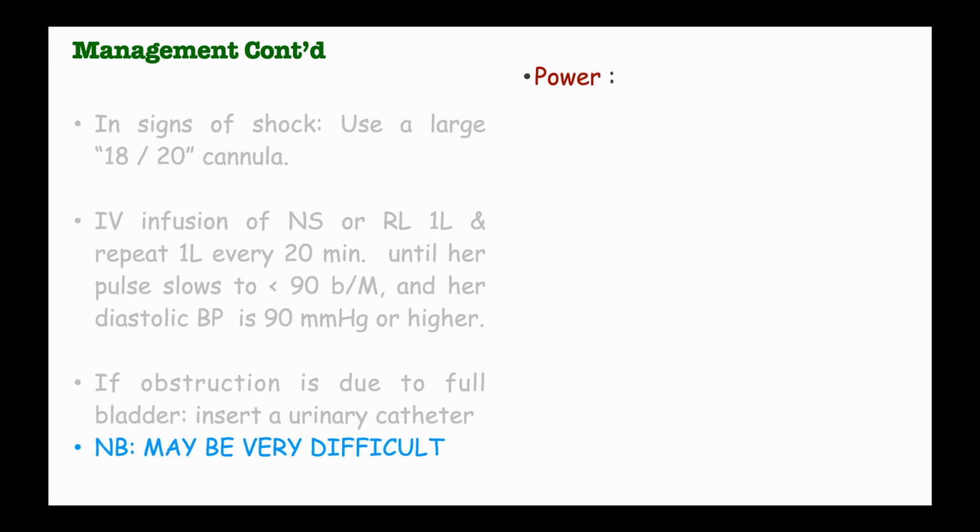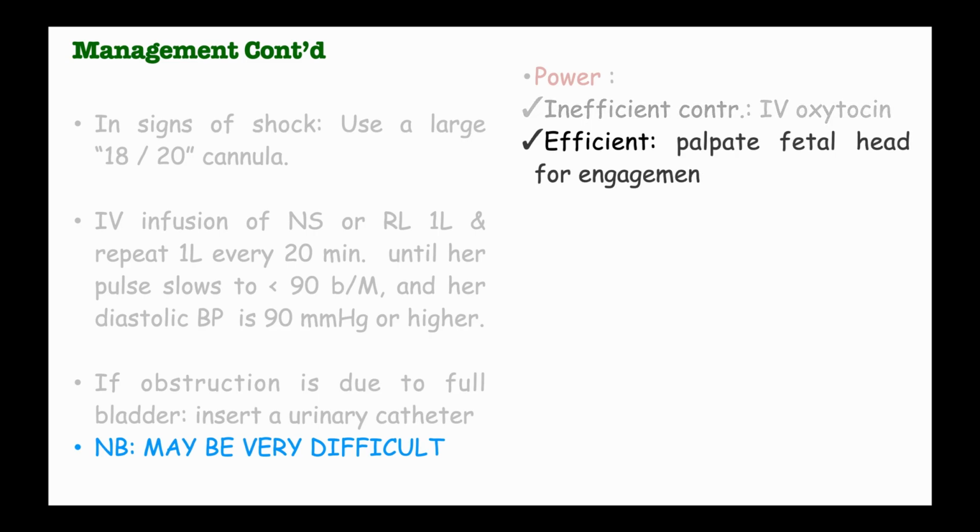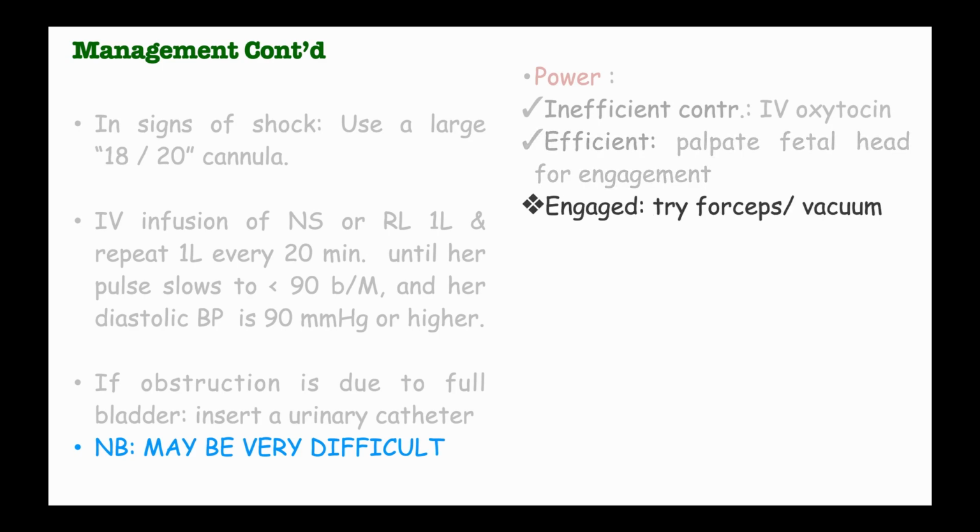Then you have to determine if the problem is coming from power. You must determine, are there inefficient contractions of the uterus? If yes, then you must give oxytocin to stimulate uterine contractions. If contractions are efficient, then you must palpate the fetal head to assess for engagement. If there is engagement, then you must try forceps or vacuum delivery. But if there is no engagement, then you must go in for emergency cesarean section.